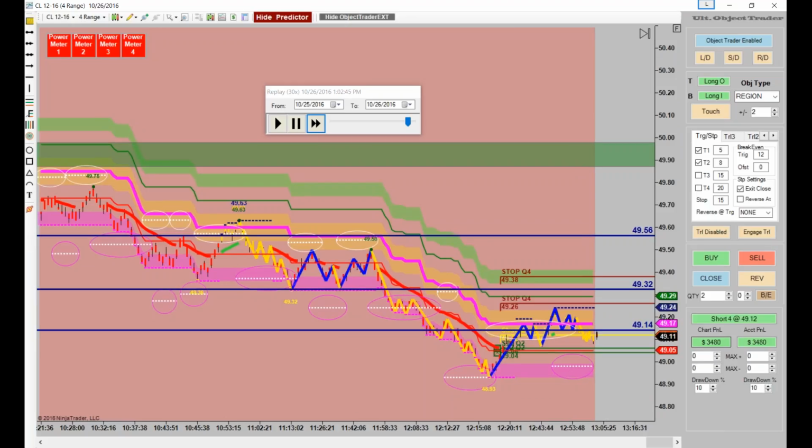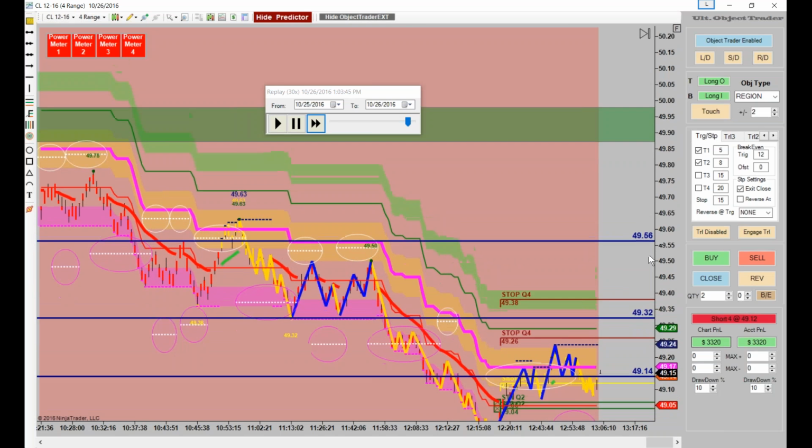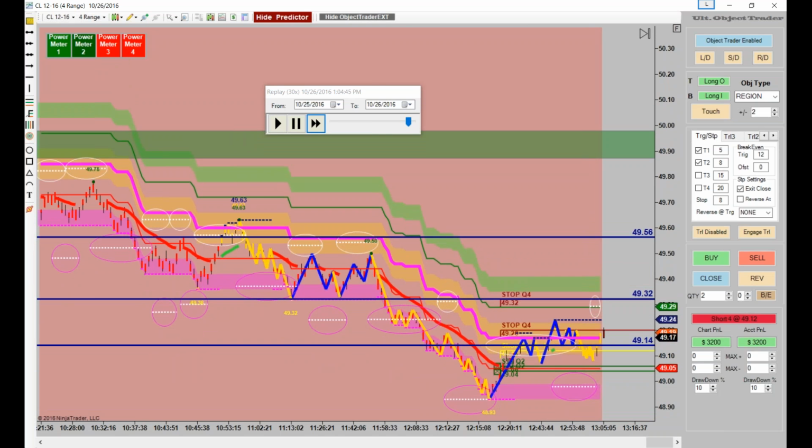And that turned out to be a decent little trade. And where would our stop be based on what I taught already? Right across there. Will it take it out? Probably. Didn't yet though.